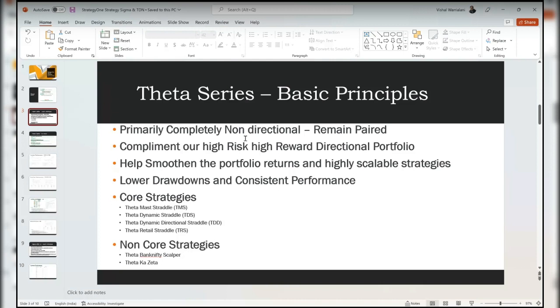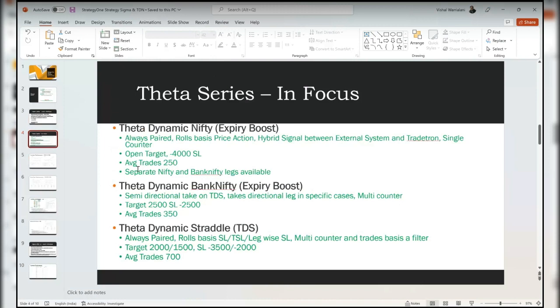So when we talk about all our strategies, we had the basic strategies in TDS, TDD, TMS, and we had the scalper as a non-core strategy. What we have done is that we are converting the scalpers into a hybrid strategy.